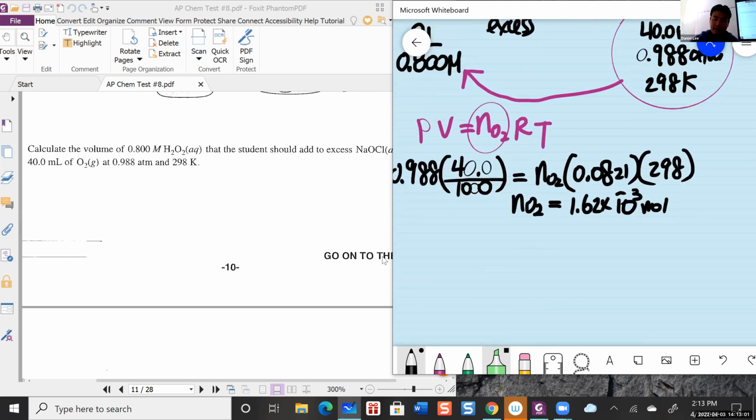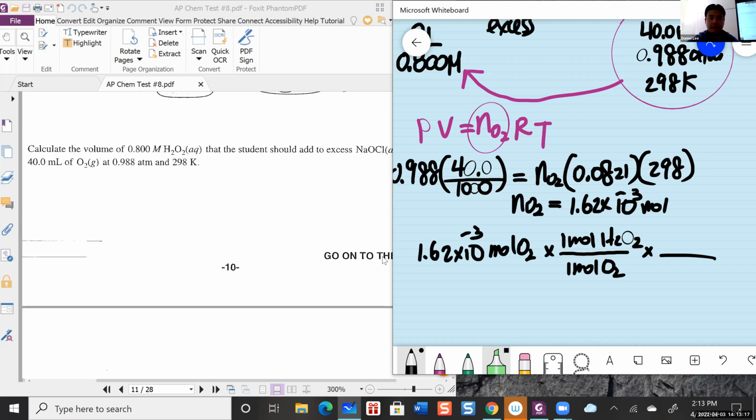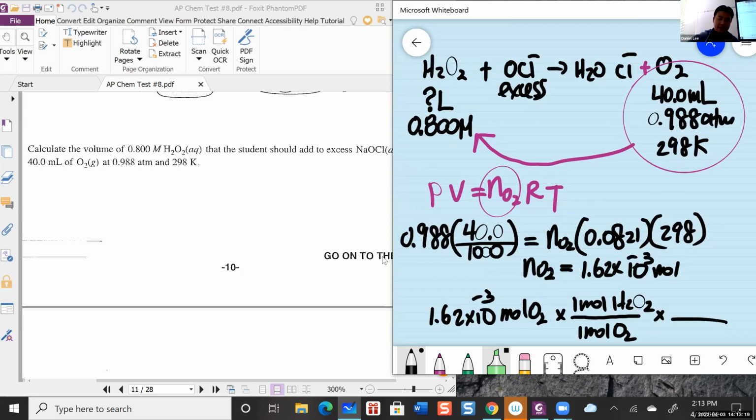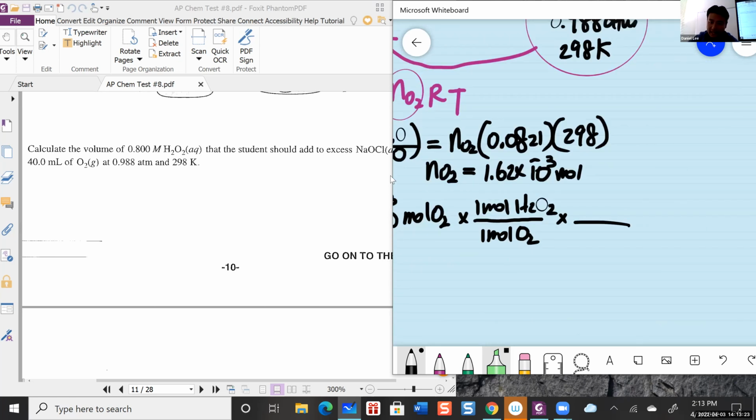So you show work, dimensional analysis, 1.62 times 10 to the negative 3 moles of O2. The mole ratio from the balanced equation is 1:1. So 1 mole of O2 to 1 mole of hydrogen peroxide. Okay, so you're almost there. You want volume in liters. So you need to use the molarity. The molarity is 0.8, so you put 0.8 moles on the bottom to 1 liter. And that is the answer.